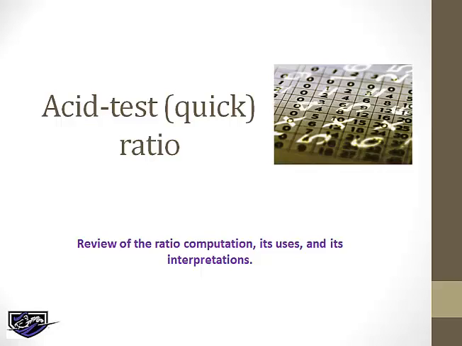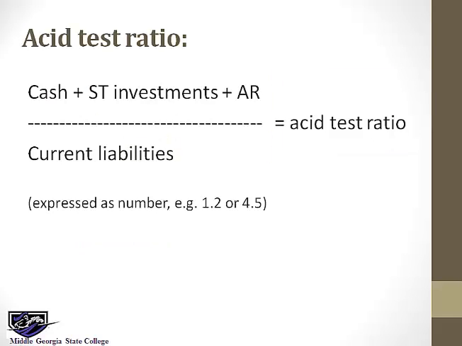We are going to review the acid test ratio, also called the quick ratio. The numerator is cash plus short-term investments plus current accounts receivable, and is divided by current liabilities. It is similar to the current ratio. If you remember back, current ratio was current assets over current liabilities.